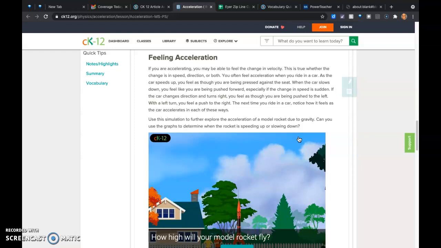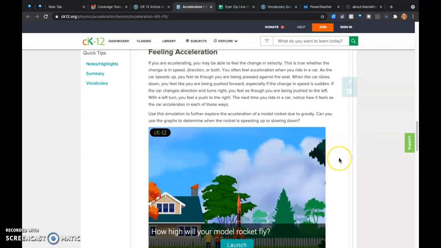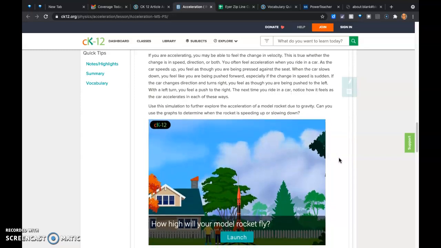When the car slows down, you feel like you're being pushed forward, especially if the change in speed is sudden. If the car changes direction and turns right, you feel as though you're being pushed to the left. And with a left turn, you feel a push to the right. The next time you ride in a car, notice how it feels as the car accelerates in each of these ways. Use the simulation to further explore the acceleration of a model rocket due to gravity. Can you use the graphs to determine when the rocket is speeding up or slowing down?